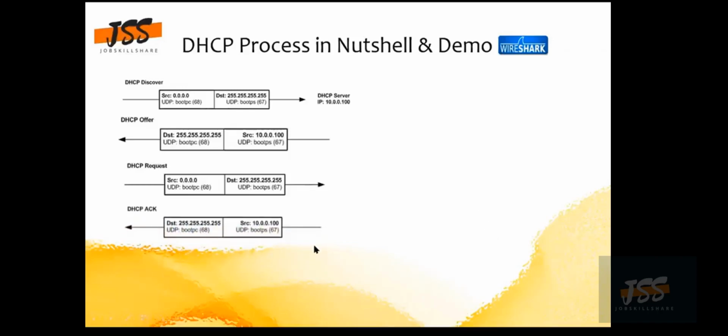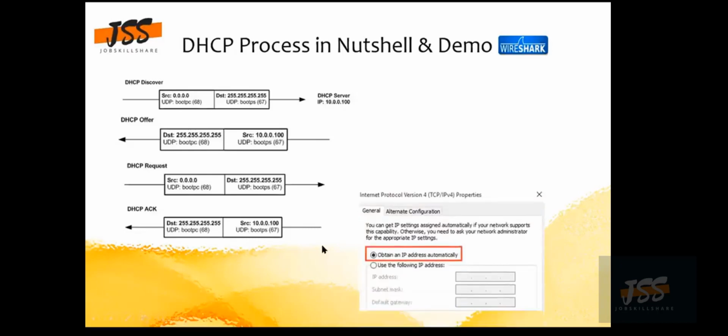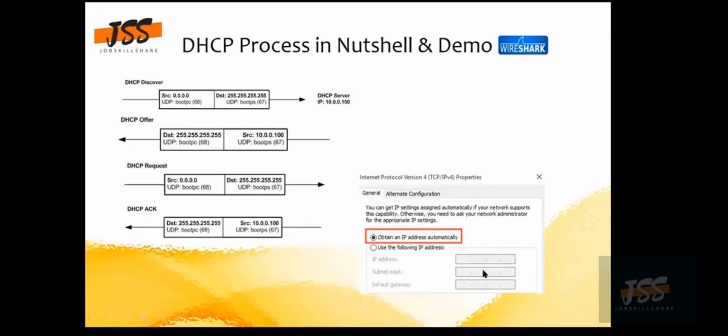And now this is the acknowledgement. Basically, at this point the IP will be assigned, and the server gives the acknowledgement to the host that the offer you are looking for, I have already given you. So after that, you are going to get the IP here. And to obtain automatically, you have to select this radio box.